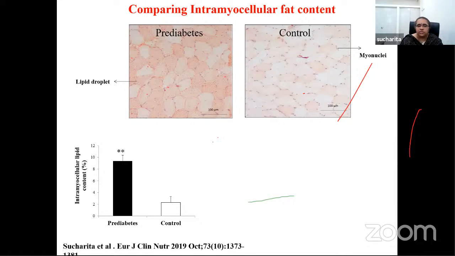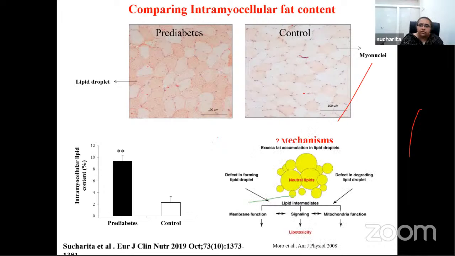And then when we looked at the values after image analysis, we could see that the intramyocellular fat was even 2 to 3 times higher compared to even a control normal American or European population. So even our control population were higher, but the pre-diabetes population was much higher than the control population of the other ethnicities or other populations. So it was very clear from this study that we are accumulating fat within the muscle.